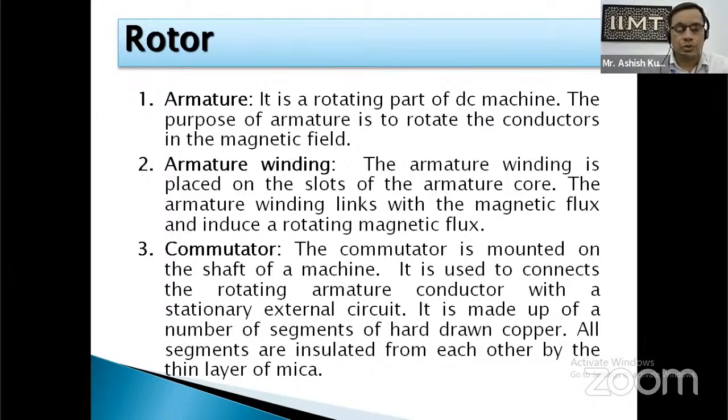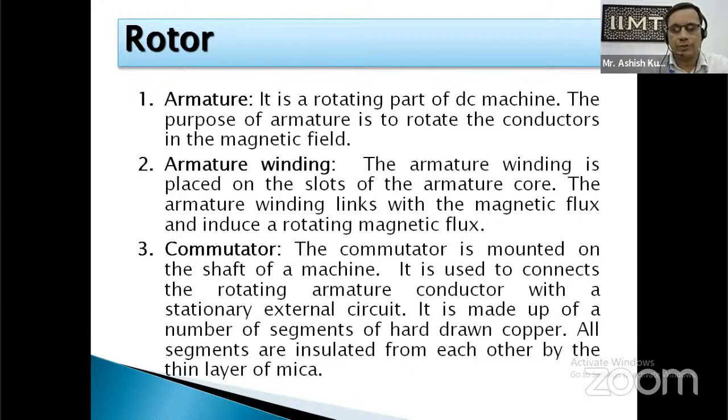Now, the most important part of DC machine is the commutator. Why is it important? Because, as we know, the EMF induced in the armature winding is always alternating. So here the commutator converts this alternating EMF into DC, direct current. It is also known as a mechanical rectifier.